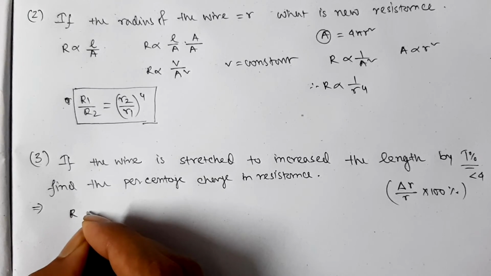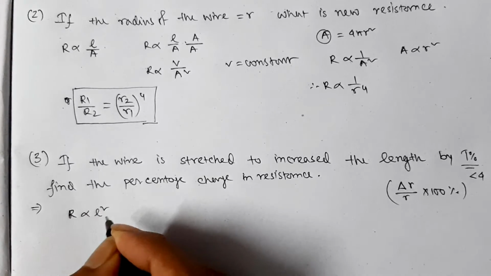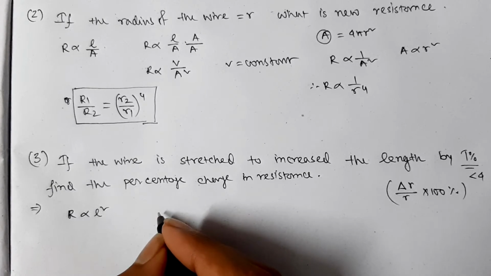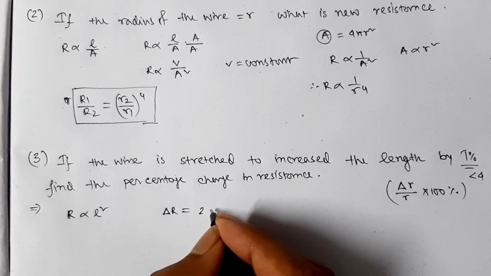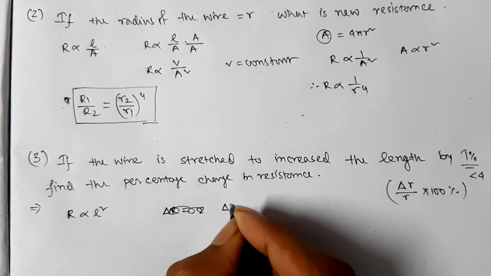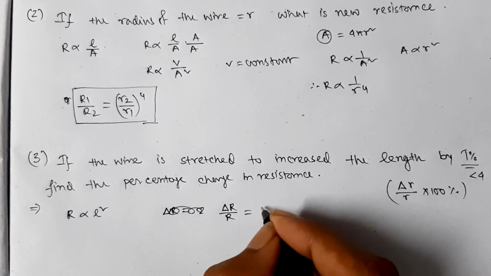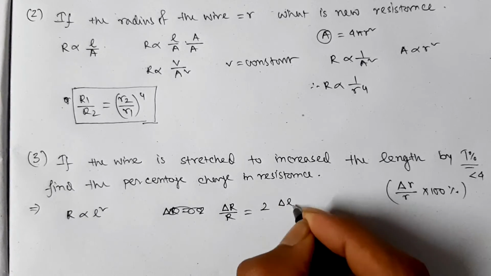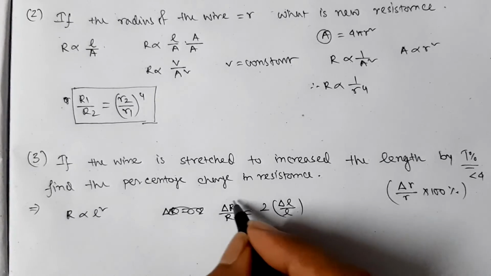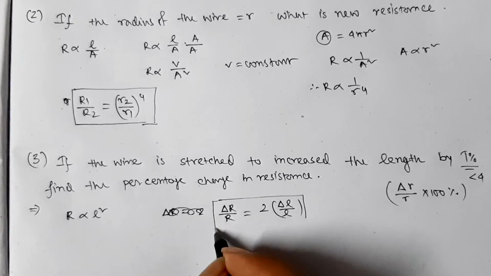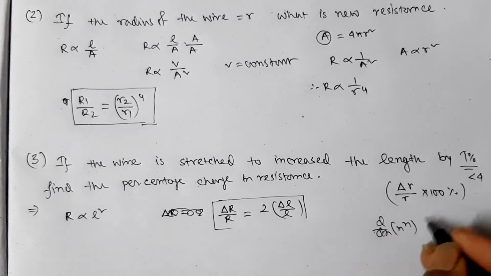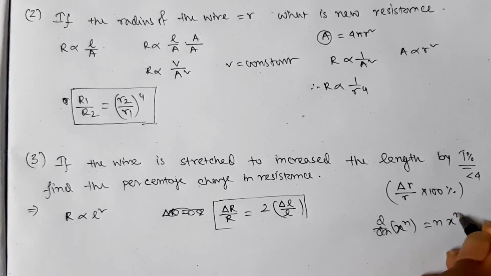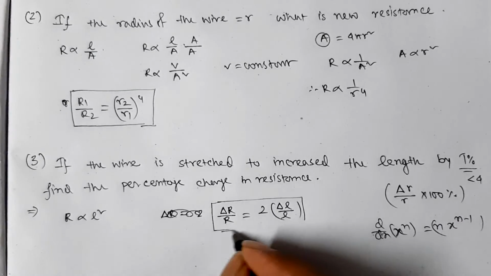Now by the previous method we saw that R varies as L square if the volume remains constant. So delta R by R is equal to 2 into delta L by L. It will be done by the derivative, because the power comes down, like d by dx of x to the power n is equal to n x to the power n minus 1. We will use this formula.